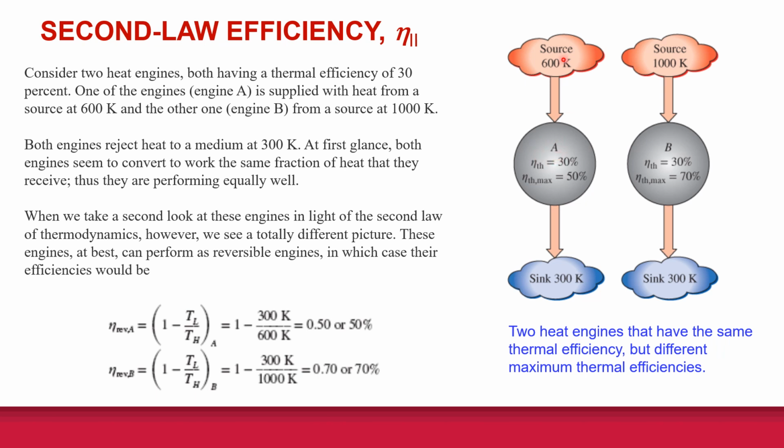Engine A has a source of 600 Kelvin and rejects heat to a sink at 300 Kelvin. Engine B has a source of 1000 Kelvin and rejects it to the same sink, 300 Kelvin. Let's say both of them have the same thermal efficiencies. Both of them are 30%. So both heat engines reject to a medium at 300 Kelvin.